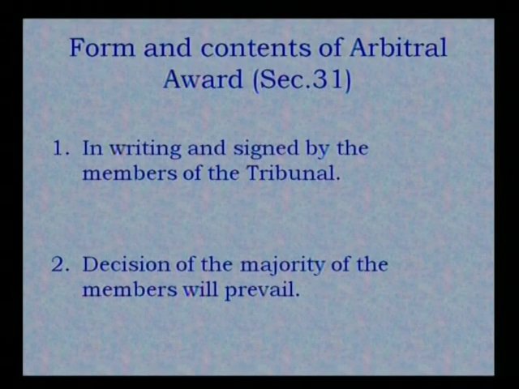Now how the award will be given is prescribed under section 31 of the Arbitration and Conciliation Act 1996. Section 31 says that the award shall be in writing and signed by the members of the tribunal. The second provision is that the decision of the majority of the members will prevail. Now let us discuss these two clauses of section 31.